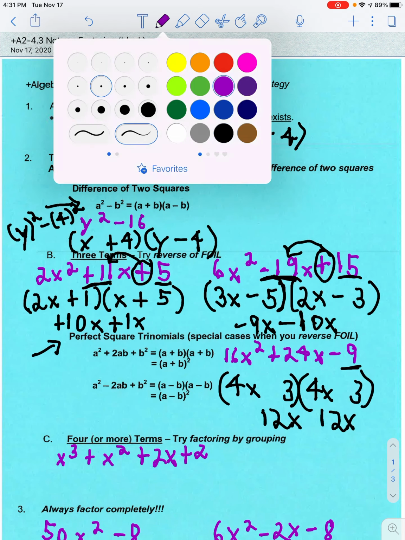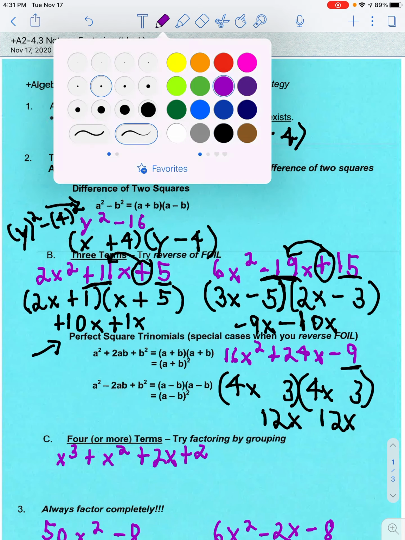And that means I actually have 2 identical factors. And when the factors are identical, I can write it as the square of that quantity. And that's why it's called a perfect square trinomial. Because when you do reverse FOIL, the 2 factors are the same, and it can be written as the quantity squared.